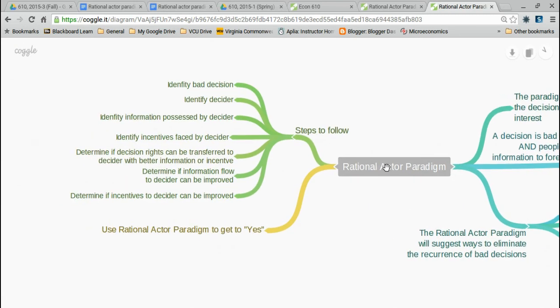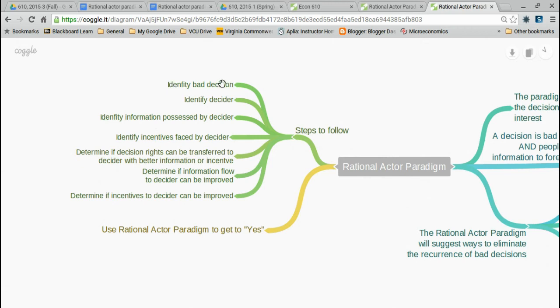To use the rational actor paradigm to improve decisions, you can follow a simple 7-step process. First, identify the bad decision. The first piece of this is actually to identify whether the decision was in fact bad. Remember, if the cost of improving the situation is higher than the cost you're currently bearing, no problem exists. Also remember, hindsight is perfect, foresight is not. Some choices are simply risky, and sometimes bad luck occurs.